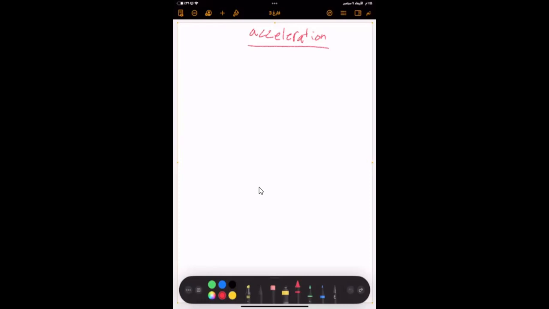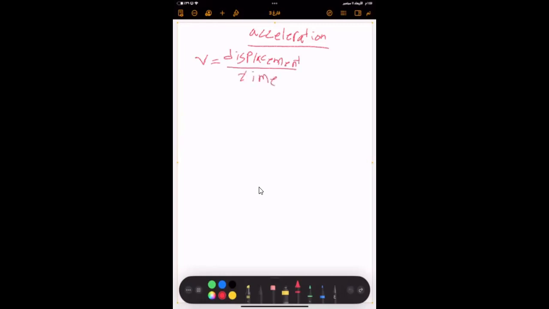Velocity tells you how an object's position is changing with respect to time. How an object's position is changing with time. So v equals displacement over time.